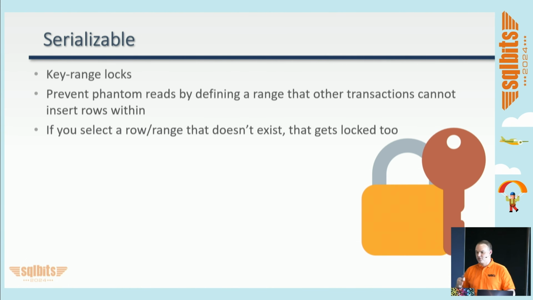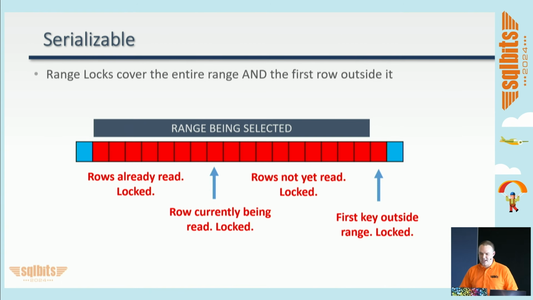If you select a row or a range that doesn't exist, well, that gets locked too. So if we're selecting over a range, now everything's locked, whether we've read it or not. And actually, the first row outside the range is locked as well, the first key. That's to make sure nothing gets tacked onto the end.